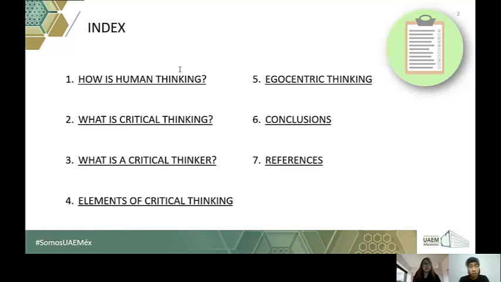This paper is composed by the following schedule. As point number 1, we will see how is human thinking. 2, what is critical thinking. 3, what is a critical thinker. 4, the elements of critical thinking. 5, egocentric thinking. 6, the conclusions, and finally in 7, the references.